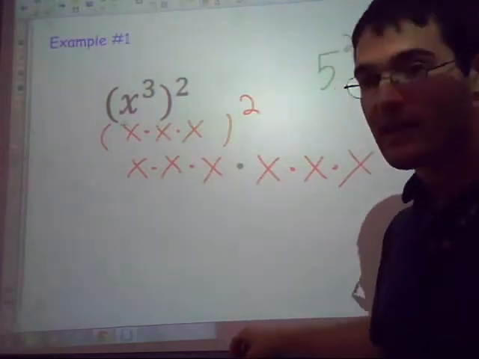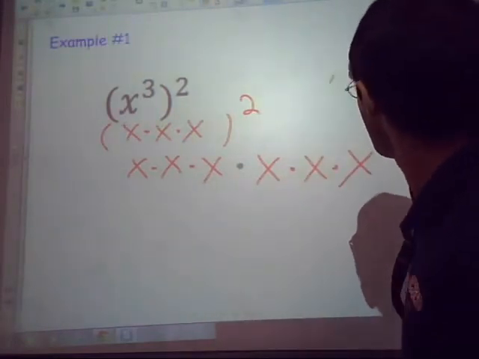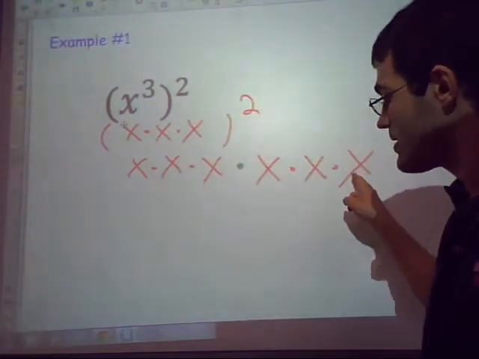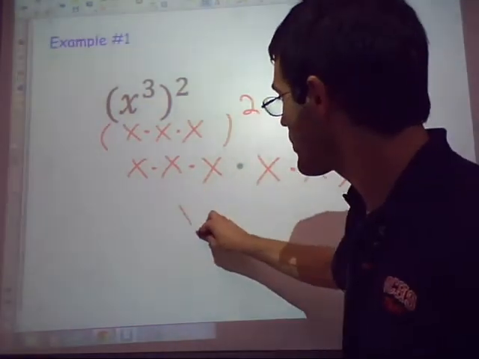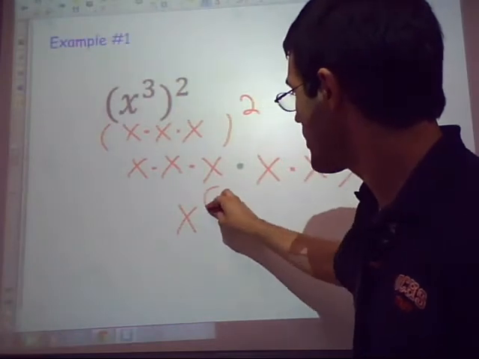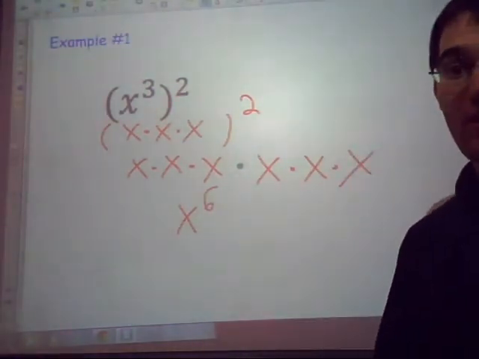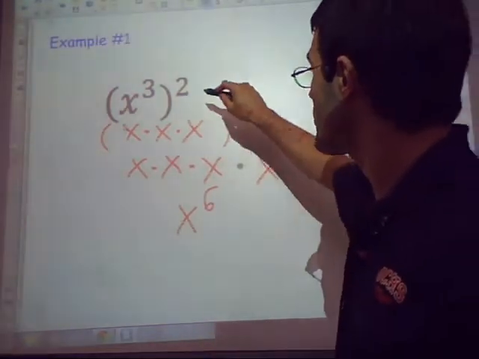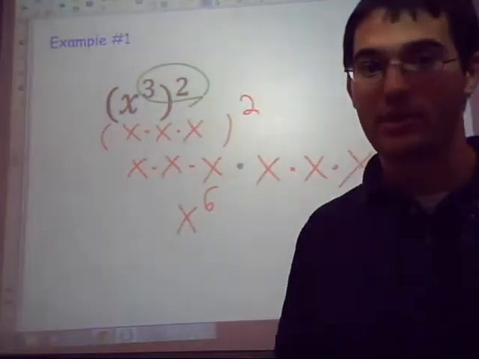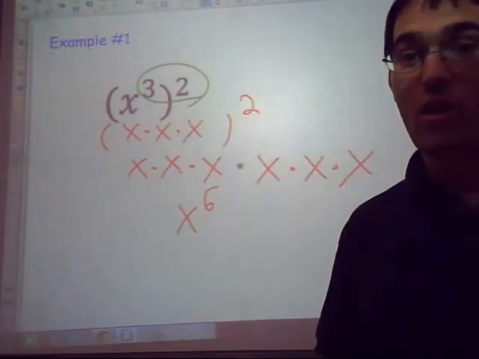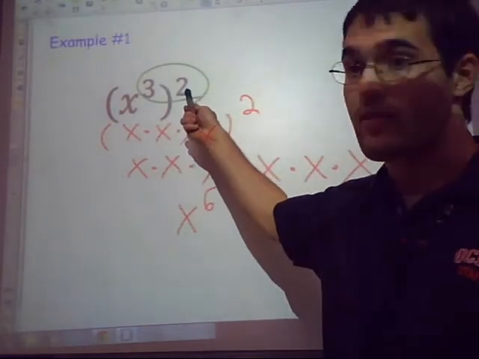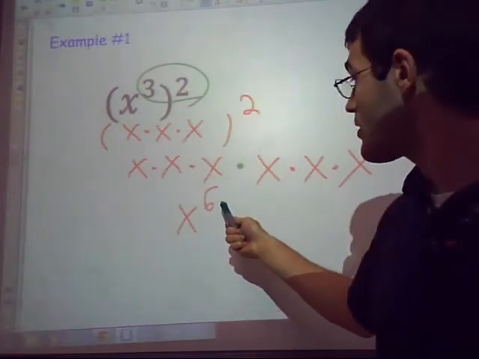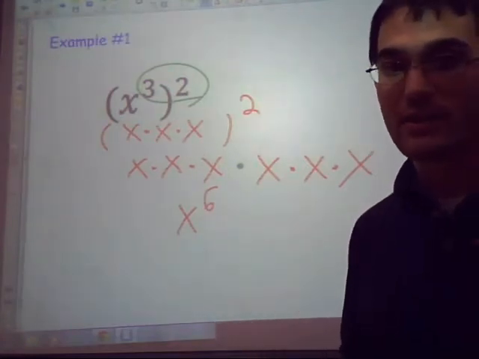So the question is, how many total x's do we have now? Well, if you count them up, there's 1, 2, 3, 4, 5, 6 x's. So you could rewrite this as x to the power of 6. So then, if we're trying to come up with our rule, if we look back at our original two exponents, they were 3 and 2. And so all we needed to have done was multiply the two exponents together. And that would have given us our final result of x to the power of 6.